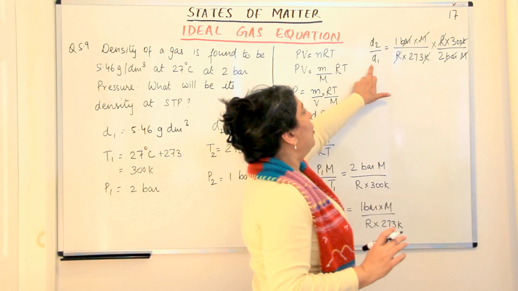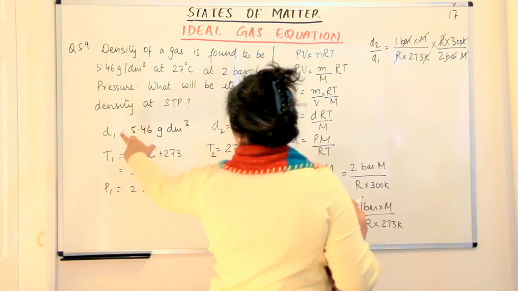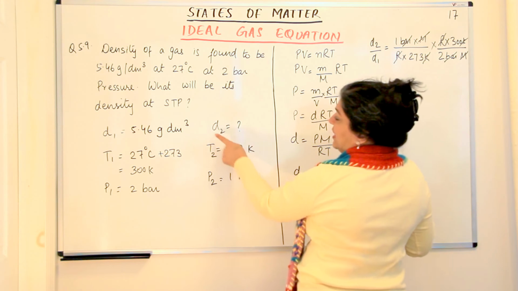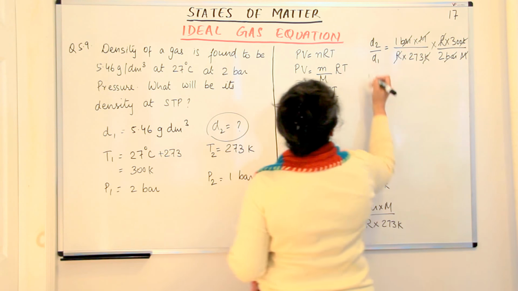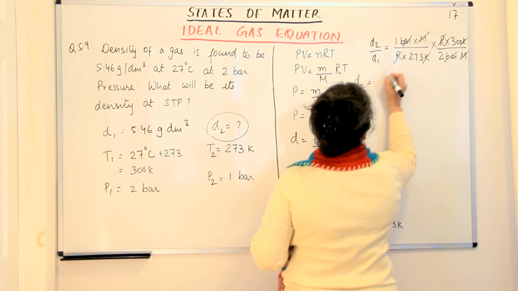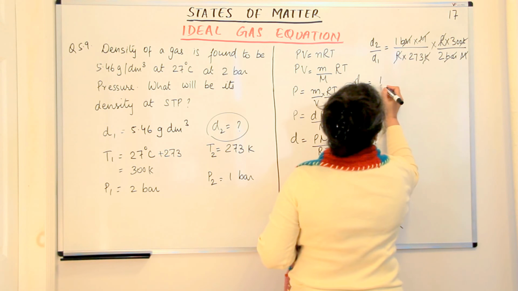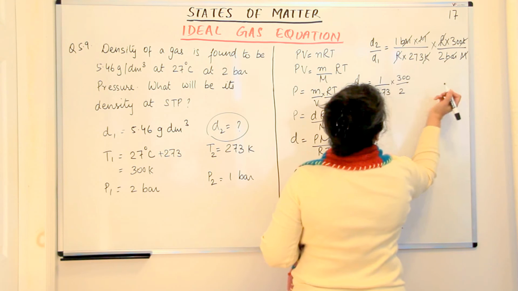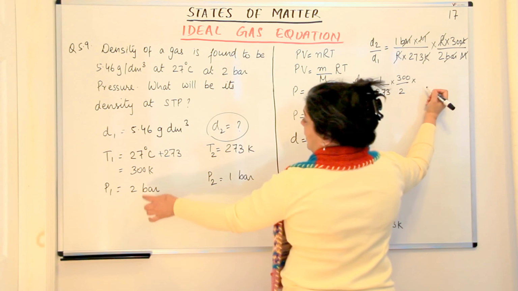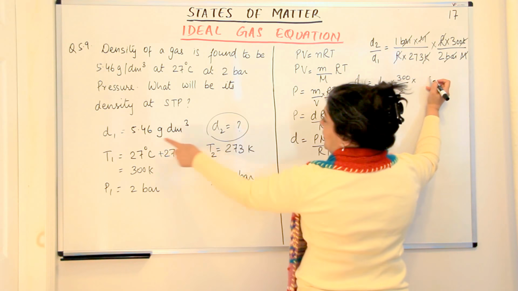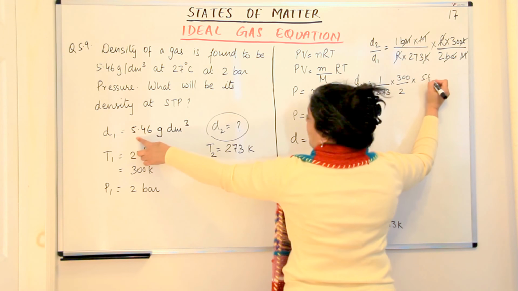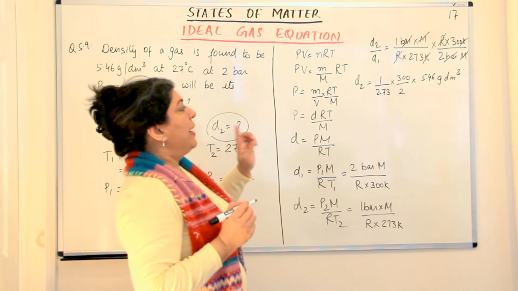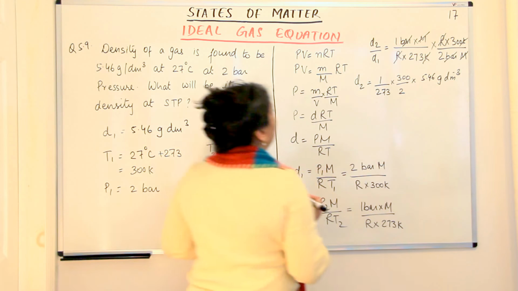Also, we know the value of D1. What is the value of D1 here? It is 5.46 gram per decimeter cube. But what is our question? We are expected to find out D2. So keeping D2 here, D2 would be equal to, what are we left with? 1 upon 273 into 300 upon 2 into, we are now bringing D1 up here. And the value of D1 is 5.46 grams per decimeter cube, right?